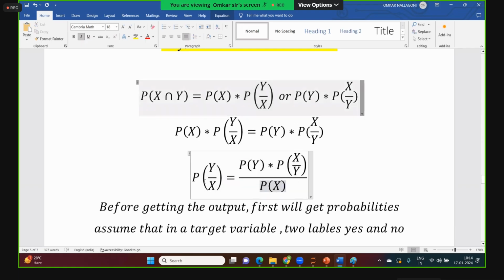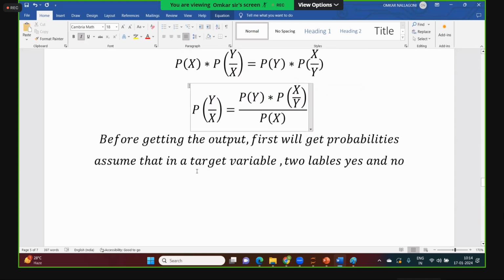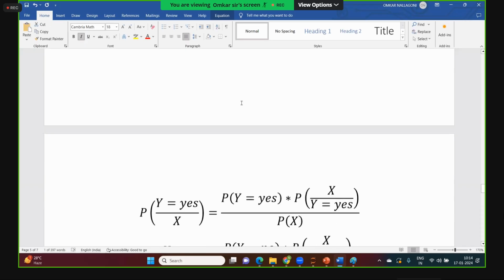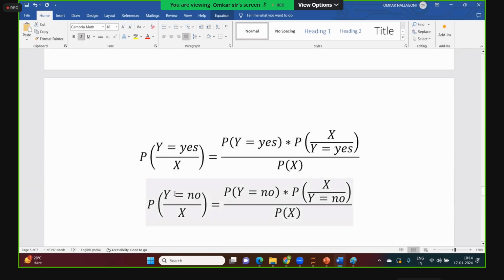I know that this is a probability. So how many probabilities will my model give? As many as there are labels. Assume there are 2 variables, one is yes and another is no. Now this generalized formula becomes 2 formulas: one for Y equal to yes, another for Y equal to no.